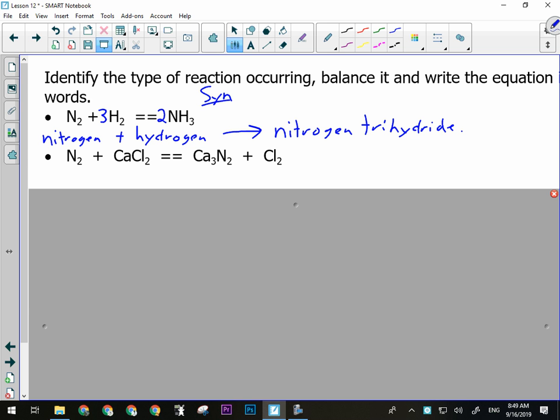So the next one we have a non-metal nitrogen reacting with calcium chloride, which is what kind of compound? Ionic. And it's going to produce calcium nitride and chlorine gas. So, what kind of reaction is this? Single replacement. All right, so I'm just going to write SR beside it for single replacement. We'll write it out in words. We kind of already spoke it. So nitrogen plus calcium chloride gives calcium nitride. Chlorine.